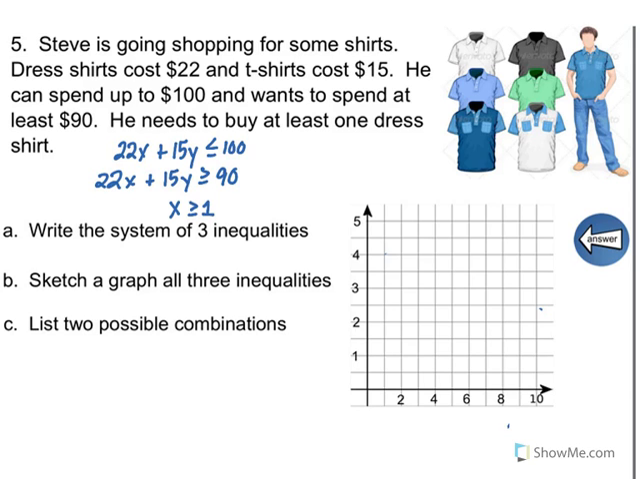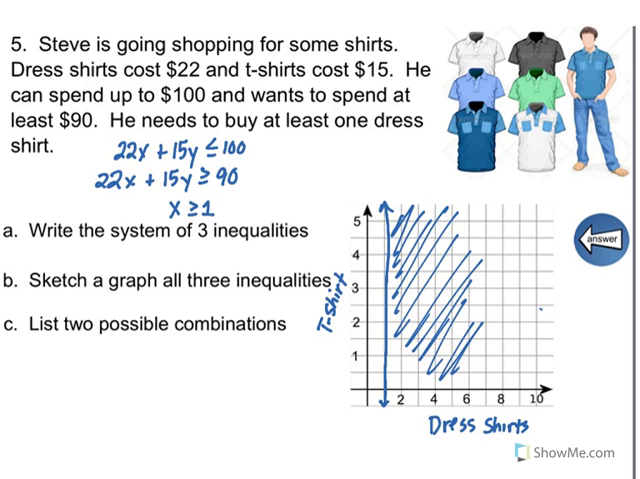Okay, so in our graph, we're going to make the x be the dress shirts. So our x-axis will be dress shirts. The y-axis will be our t-shirts. I'm going to go ahead and graph x is greater than or equal to 1. That's going to be a vertical line. The number of dress shirts needs to be greater than or equal to 1. So that would be everything that is to the right.